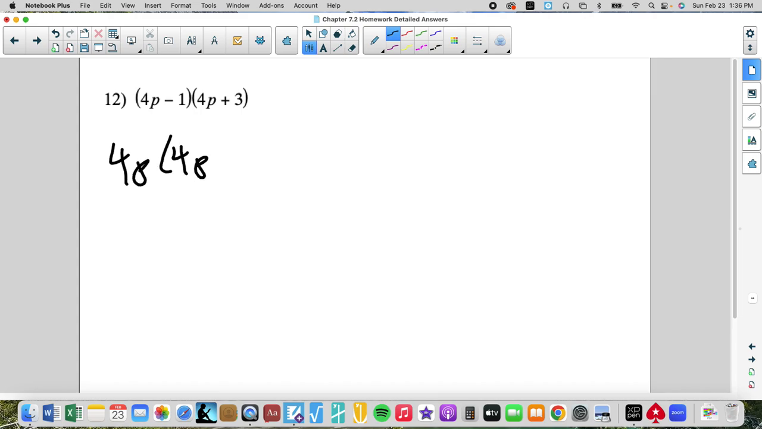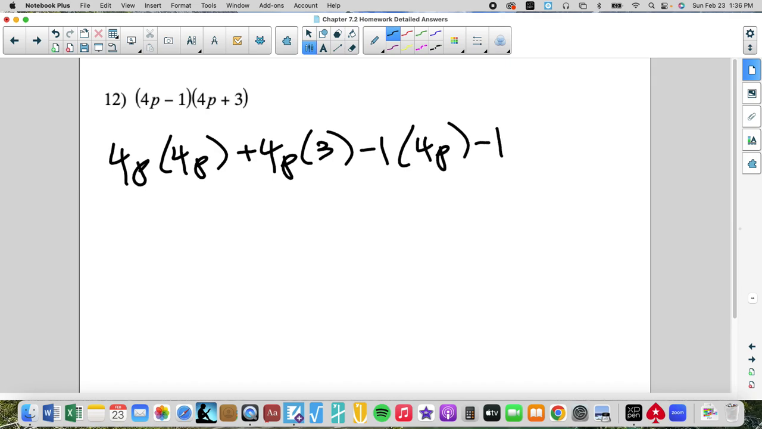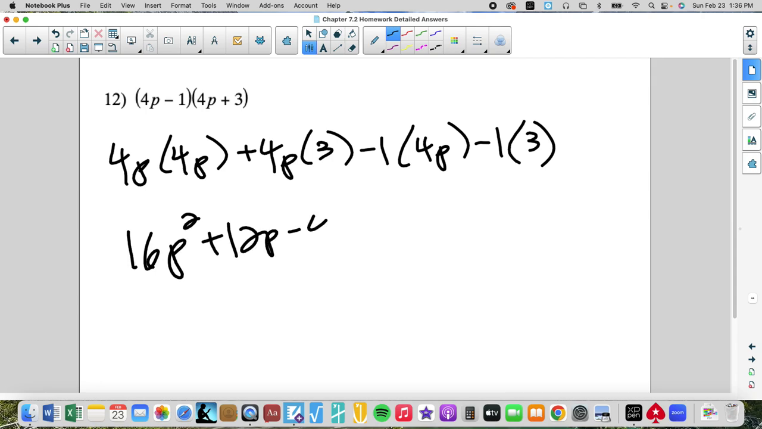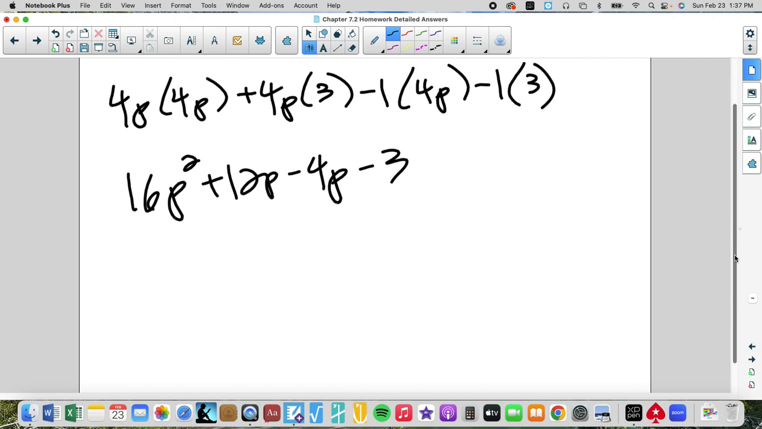All right, ooh, now we're getting really big numbers. 4p times 4p plus 4p times 3 minus 1 times 4p minus 1 times 3. 4p times 4p is 16p squared. 4p times 3 is 12p. Negative 1 times 4p is negative 4p. Negative 1 times 3 is negative 3. 16p squared plus 8p minus 3.